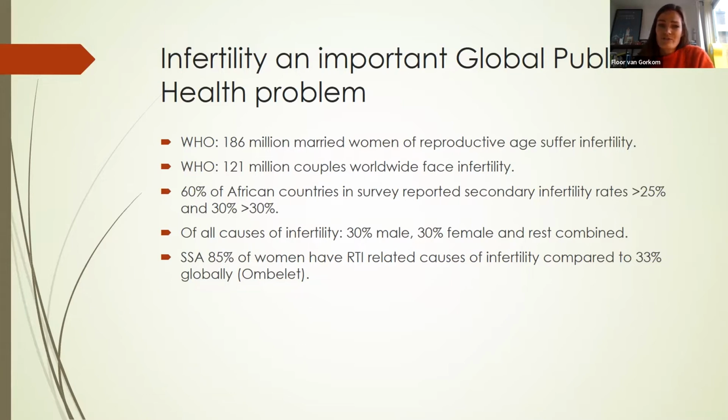Causes of infertility are, of course, based on female factors, male factors, and combined factors. In sub-Saharan Africa in general, most of the causes are related to reproductive tract infections. That is much higher than it is globally, where that figure is 33%.